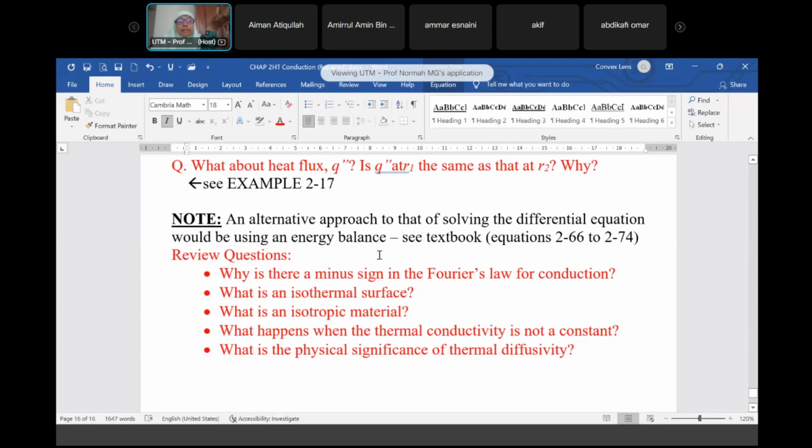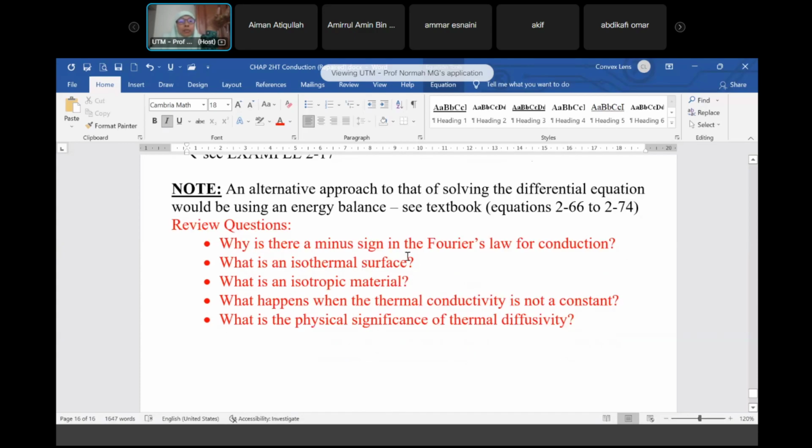So an alternative approach to that of solving the differential equation will be using an energy balance. So you may see the textbook equation 2.66, page 274. Let me retrieve the textbook.